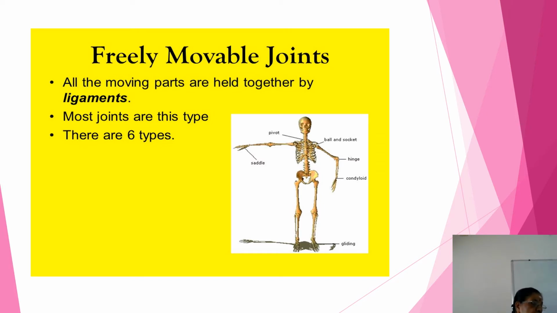Freely movable joints allow free movement in one or more directions. Right? And their main function is to allow the body to perform a variety of movements. And they are of this type. Look at the figure a little, it will be clearer. All the 6 types. In our textbook there are only 4. Just follow.